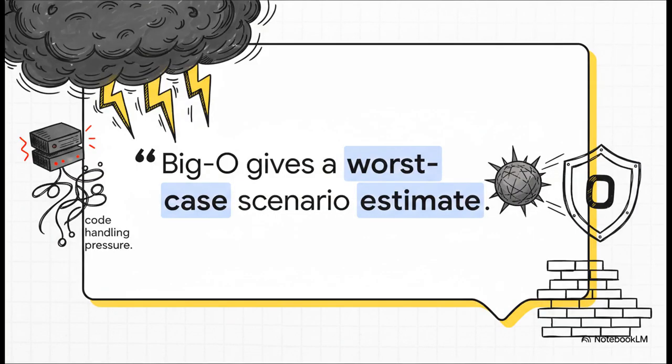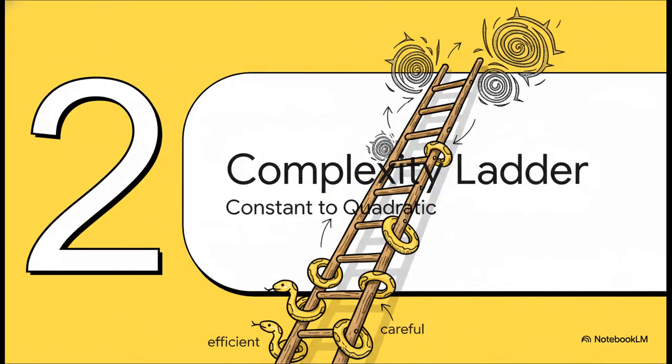And here is a super important point to remember. Big O is almost always talking about the worst case scenario. It's not about how fast your code could be on a good day with a perfect data set. No, it's about preparing you for the toughest situation your code will face, making sure it won't crumble when it matters most.